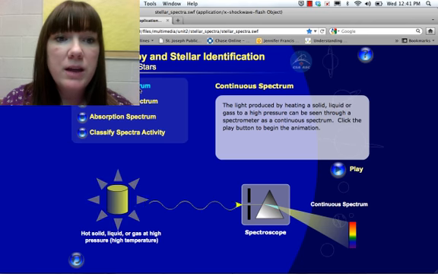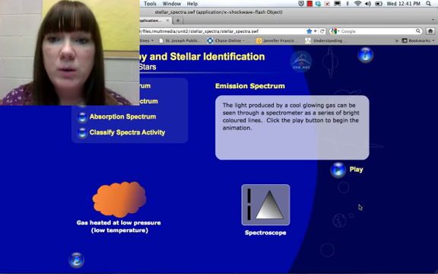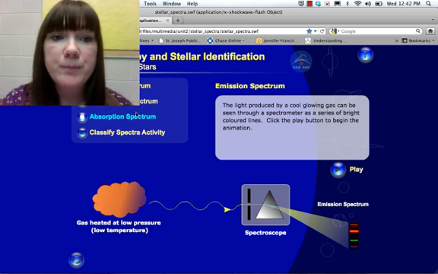So now let's look at the emission spectra. This is produced by a cooler glowing gas, and we'll see this as a series of bright colored lines. So here's a gas at a low pressure, low temperature. And again, we might see this light as just yellow or white light, but when we see it go through the spectroscope, we see that it actually looks like down here, this emission spectra, we just see a few brightly colored lines. We don't see the full spectrum there.